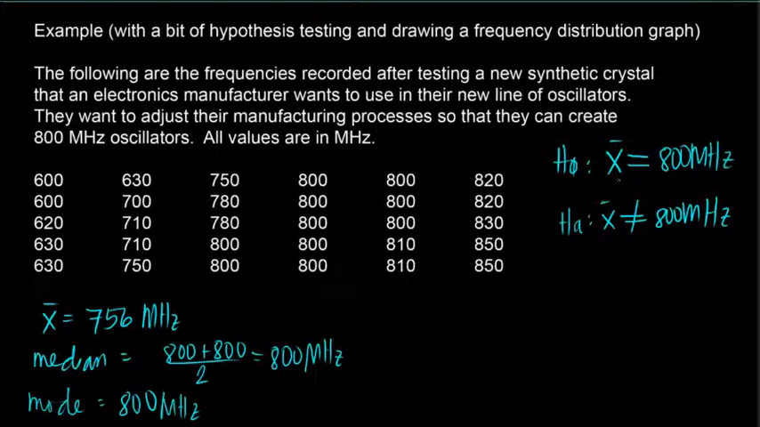Now, which of these two hypotheses are we going to accept and reject? So, we are going to accept our alternative hypothesis because the mean is not 800 megahertz. It's not 800 megahertz. It's 756. Okay. Now, the boss is going to ask you, wait, according to our data, our median and our mode are the same. So, what can you advise, engineer?